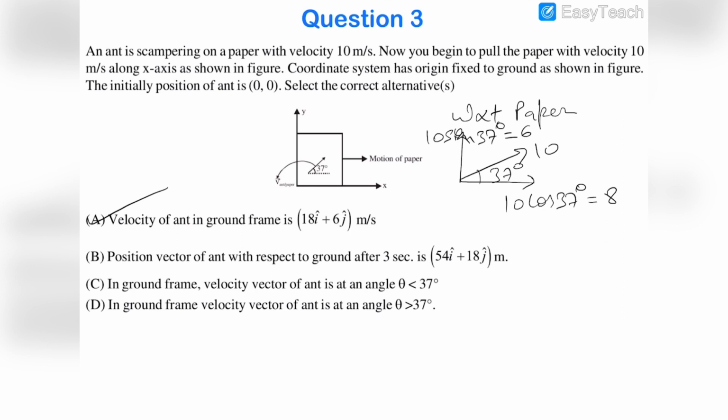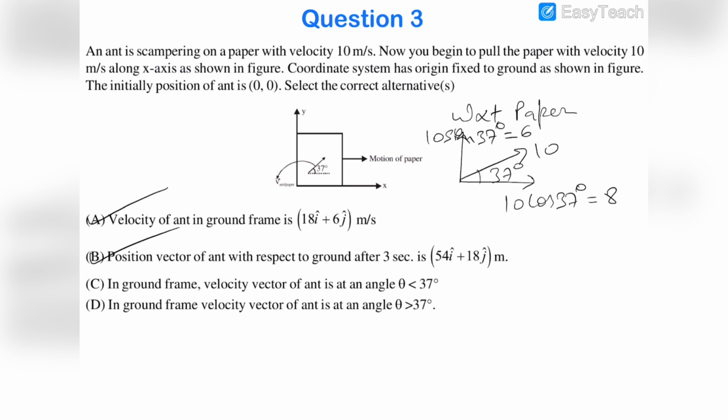Position vector of the ant with respect to ground in 3 seconds would be, obviously if velocity is this with respect to ground and you have to find the position vector of the ant in 3 seconds, we can multiply directly these two. So it would be 18 into 3, which is 54, plus 6 into 3, which is 18. So the correct answer is B also.